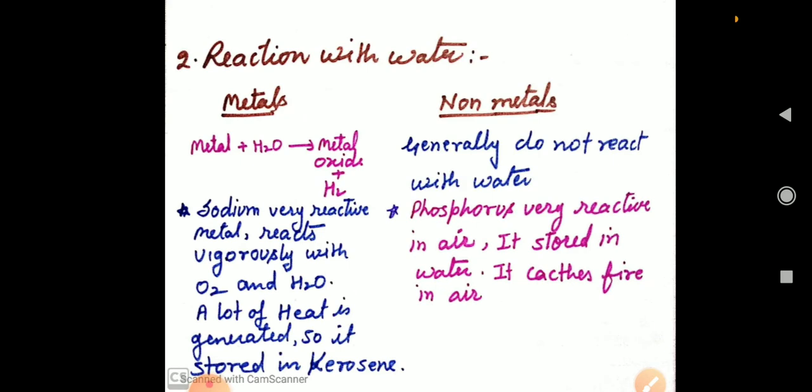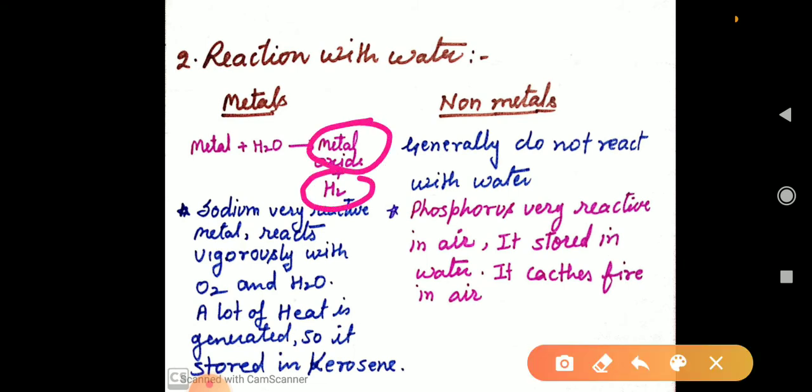The next is the reaction with water. Metals react with water and form the metal oxide, and hydrogen gas is evolved.